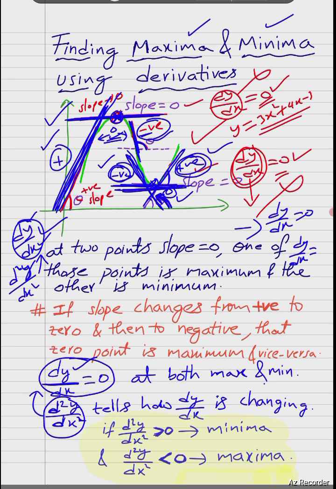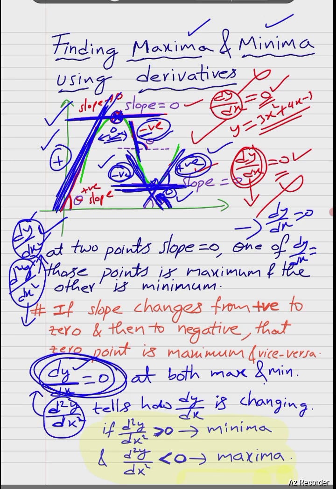Okay. Now dy/dx is a slope. It is 0 at both the points. We cannot confirm. Okay. Now what do we have to do? We have to find d²y/dx². That means how the slope is changing, that can be known by d²y/dx². It is also called the double derivative.